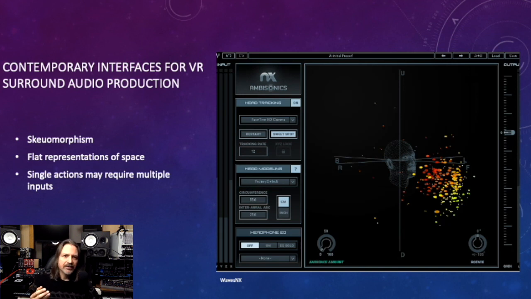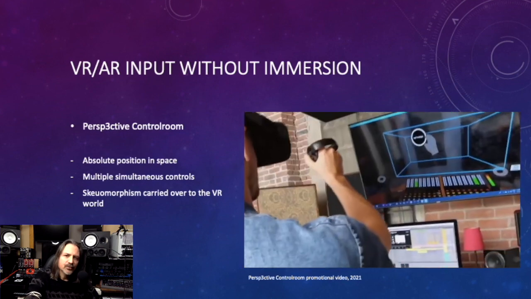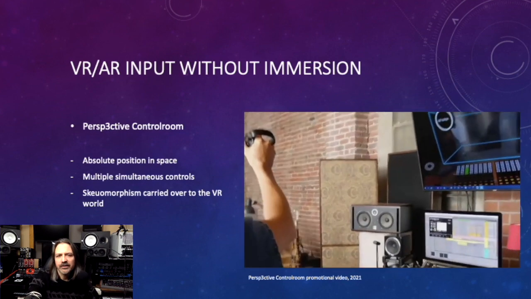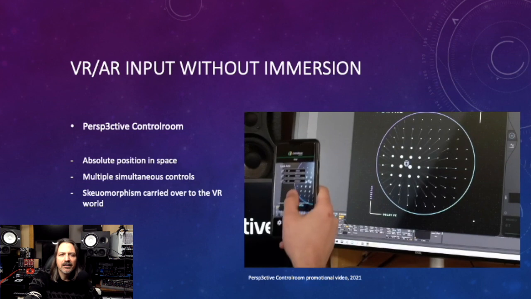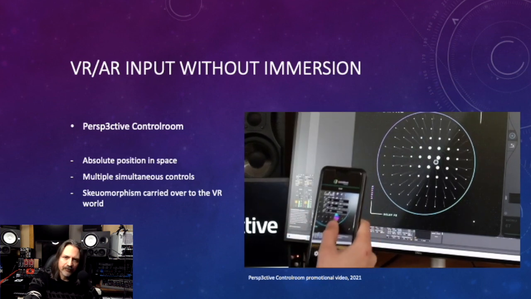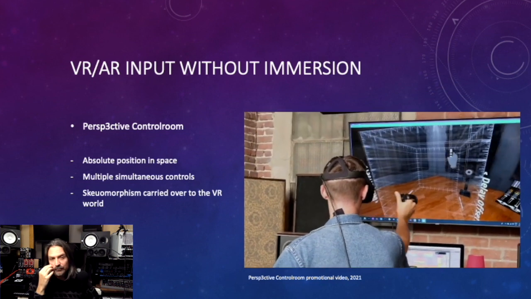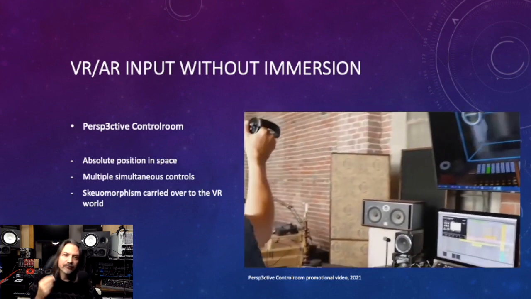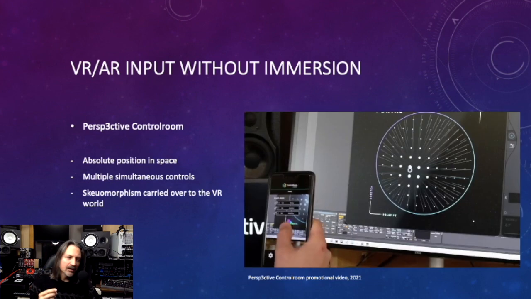The lack of ability to display in 3 dimensions makes it difficult to visualize 3-dimensional movement or placement. There is a strange halfway house between 2-dimensional representation and a fully immersive environment. That is, non-immersive virtual reality. Perspective Control Room places the user in an immersive representation of a music studio.